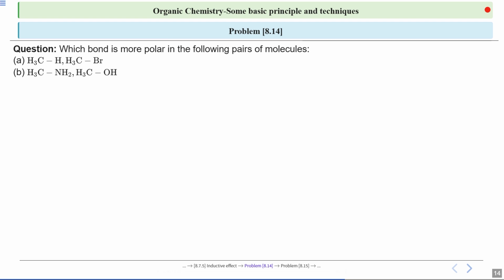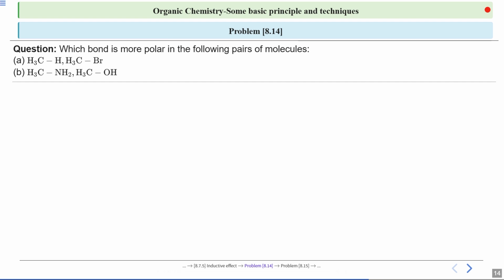Notice how the groups are changed. So we are changing the group from hydrogen to bromine. Of course, they will show different polarity and hence different inductive effect strength. Similarly, if you look at the second pair, we have an NH2 group attached to the methyl and a hydroxy group attached to the methyl. Again, they will have different polarity and different strength of the inductive effect. So what will be the molecule out of the given 2 in A and B having the highest polarity?